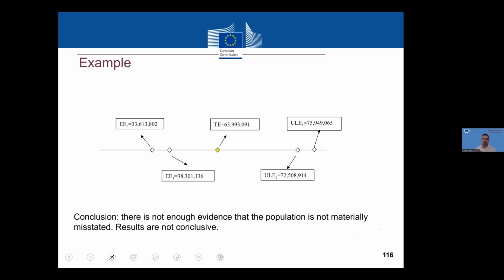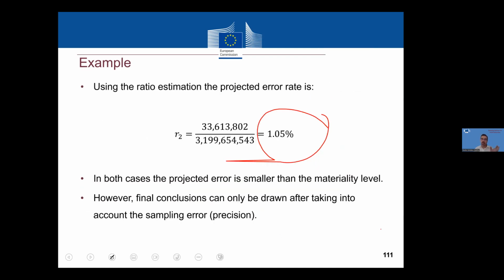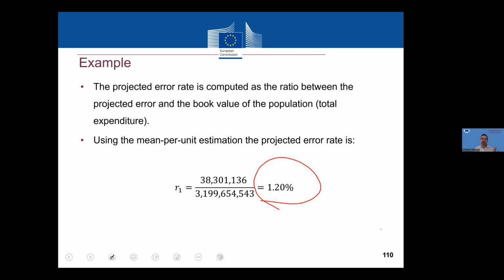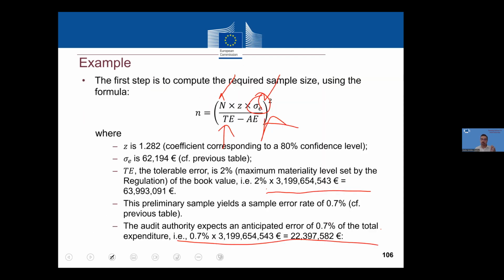So the projected error was below materiality and the upper error limit was above materiality. To be honest, this is why I wanted to create a situation of inconclusive results. Why are results inconclusive if everything has been done correctly and by the book? Just because we have used, as I said many times this morning, an unrealistic anticipated error. And follow me, ladies and gentlemen.